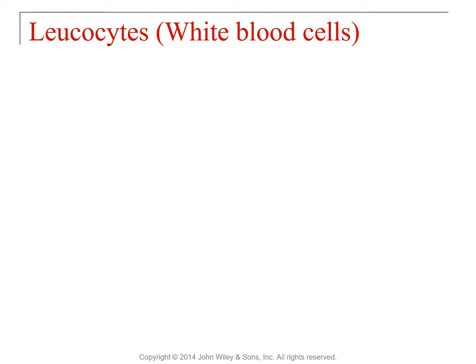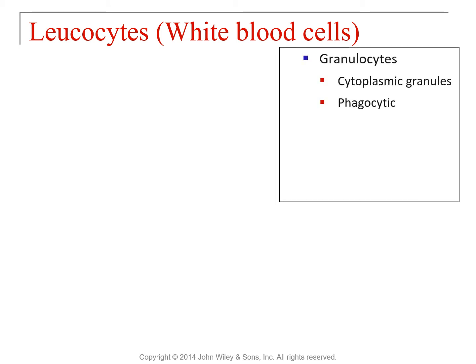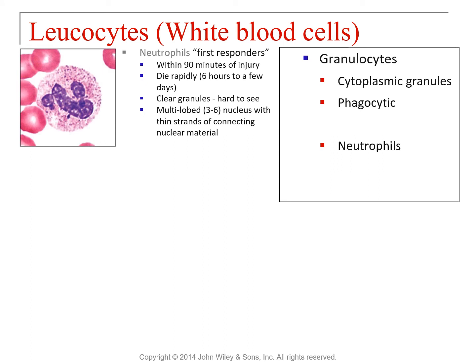Okay, taking a look at white blood cells, we're going to look at what are called the granulocytes first. Granulocytes have cytoplasmic granules in them that show up with staining, and they are all phagocytic, at least to a certain extent. Neutrophils are your first responders, within 90 minutes of an injury. They also die rapidly, between 6 hours and a few days.